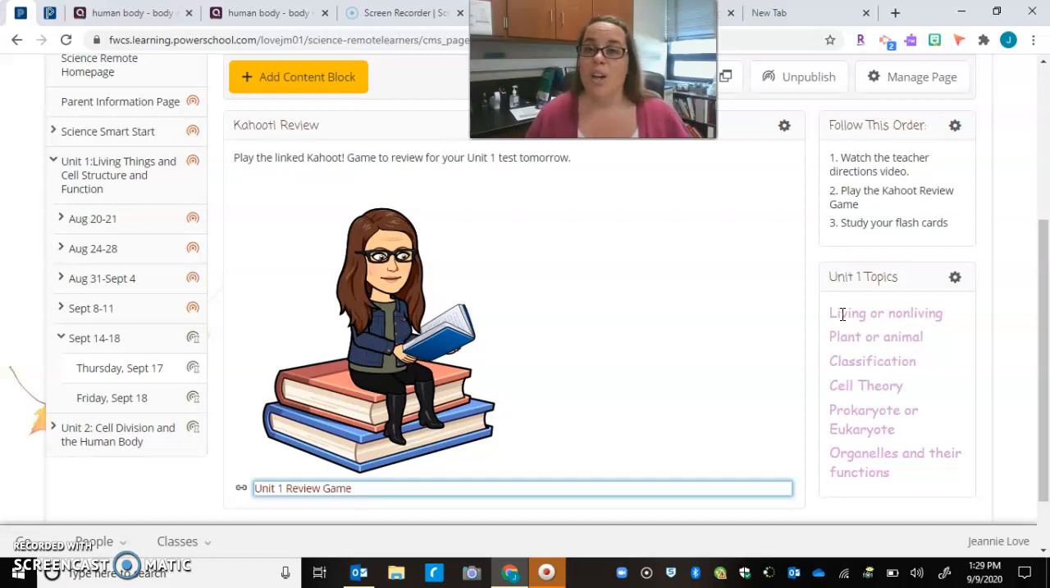Prokaryote versus eukaryote. Do you know the difference? I do. Do you? That's the question. And then organelles and their function. So what not only is their function, but what do they look like? And is it in a plant, an animal, or are they in both? That could all potentially be on your quiz tomorrow. Or on your test tomorrow. It's not even a quiz.